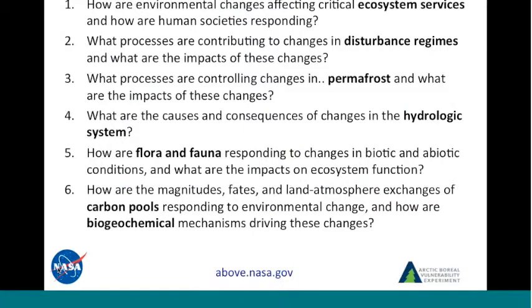The next slide is really a list of science questions that we've developed. I won't go through these, I certainly won't read through them. You can do that at your leisure, but they include addressing ecosystem services, disturbance regimes, permafrost, hydrology, flora and fauna, carbon, biogeochemistry, nitrogen cycling. All these are key science questions that ABoVE will be focused on addressing.